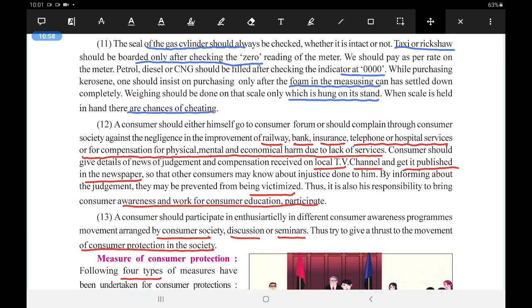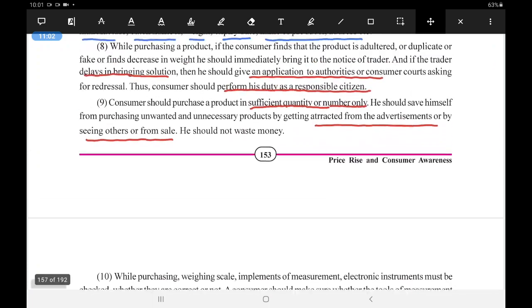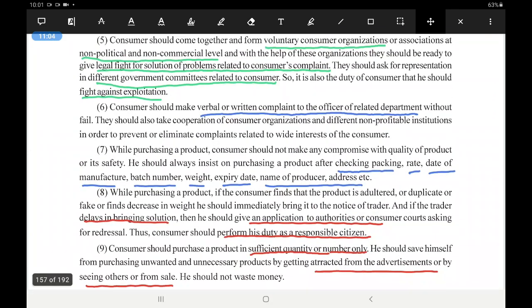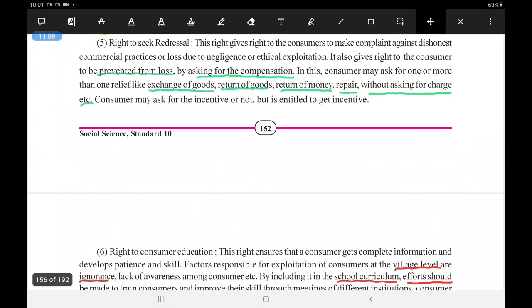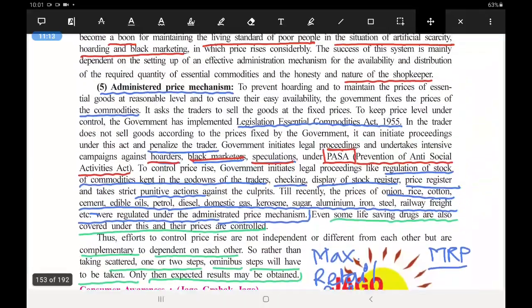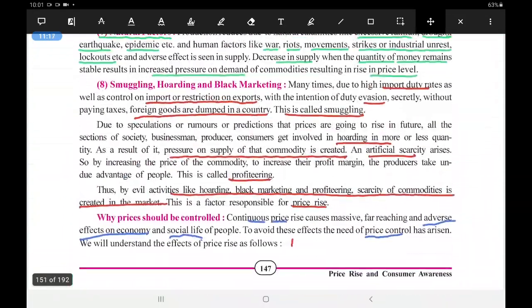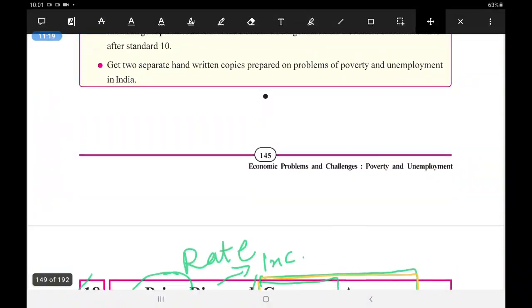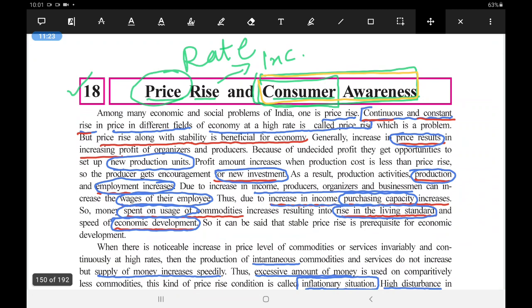Read the chapter properly. Understand it. Go through all the video lectures. And most importantly, read all the parts of the textbook, because the textbook is the main thing from which you can easily get all the knowledge. Hope you have understood it. So we complete our chapter here.